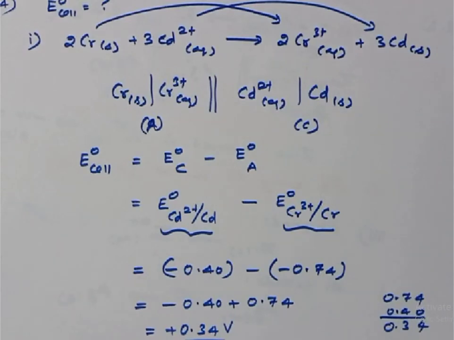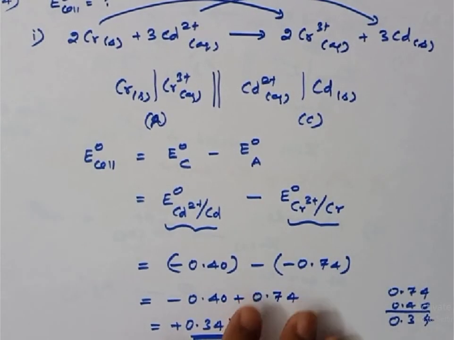Okay, and one more reaction is given. Students, I will just leave that question to you. Try to find out the standard cell potential for that cell. Will you do it, students? Yes, sir. Yeah, right. Take it. So this is question number 3.4. Then let me go to the next question, question number 3.5.